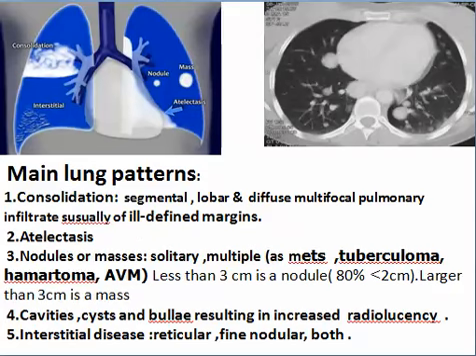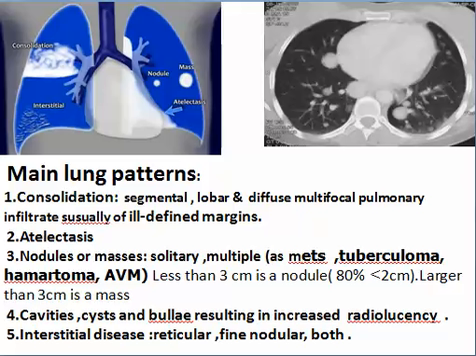The main lung patterns are consolidation, and it could be segmental, it could be lobar, it could be diffuse, multifocal, multiple patches. Infiltrates or infiltrate is usually of ill-defined margins, starting as small nodules of ill-defined margins that coalesce together to form larger patches, and these larger patches may proceed to have segmental distribution, lobar distribution, or even whole lung distribution.